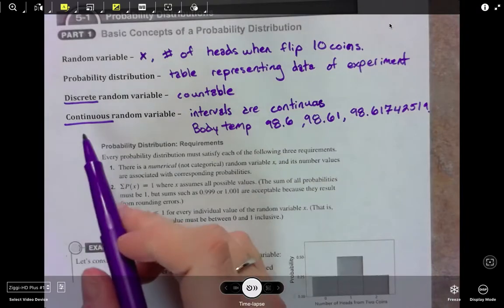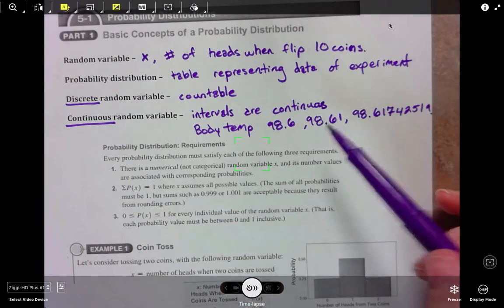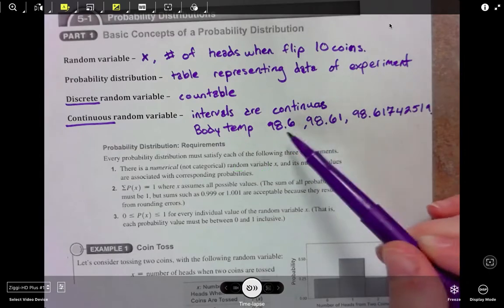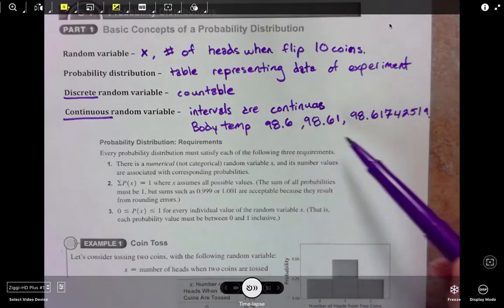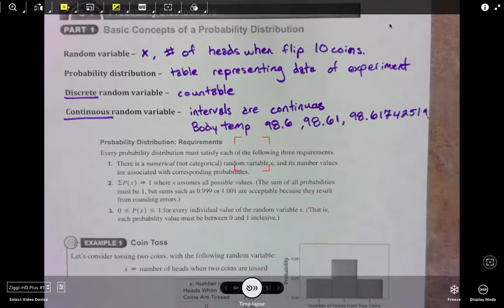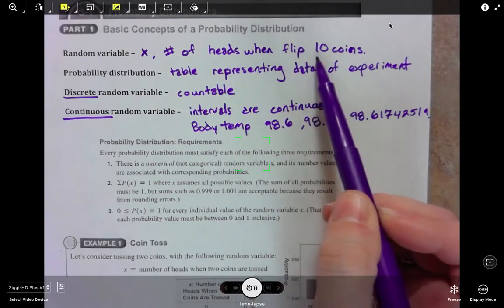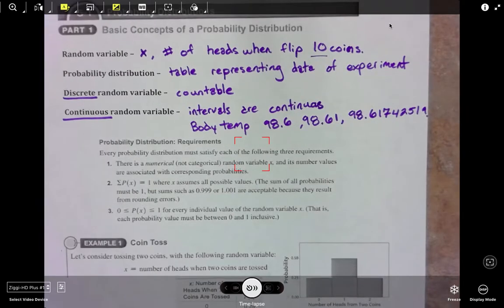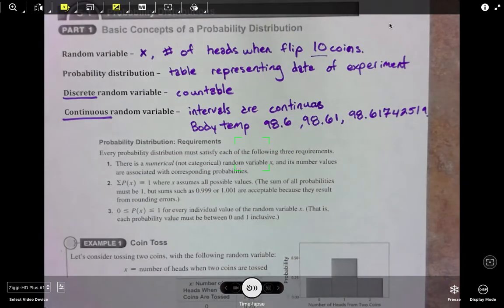So continuous doesn't mean that, like, the stars in the sky go on forever. It means that the interval or the number between numbers is a continuous set. I could round my decimal places out as far as I want to. If I'm counting a number of heads in a set of flipping 10 coins, that's not going to be a decimal that goes on forever. I'm going to be able to exactly count that versus continuous. Those decimals can carry on forever.